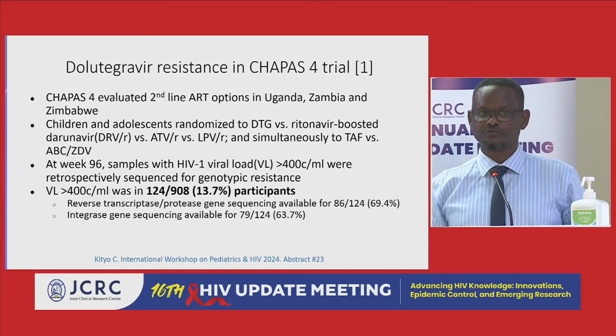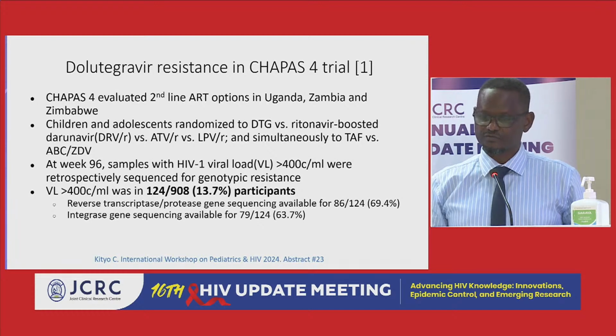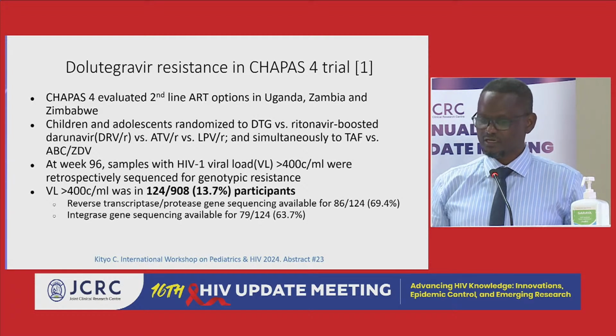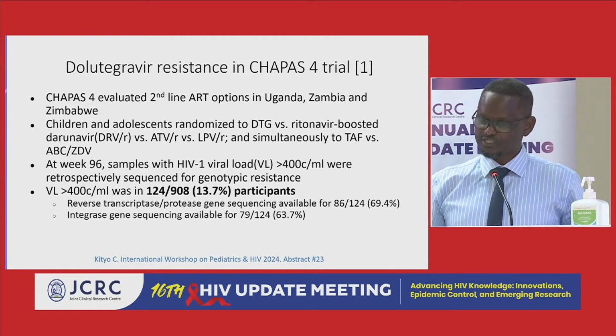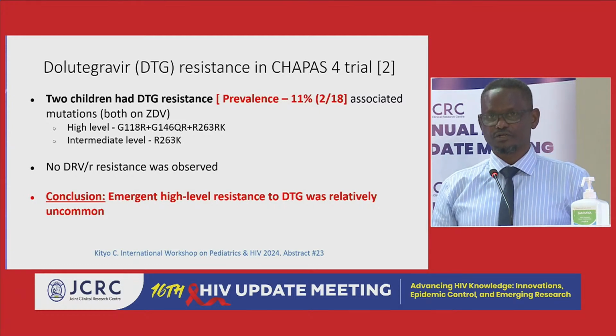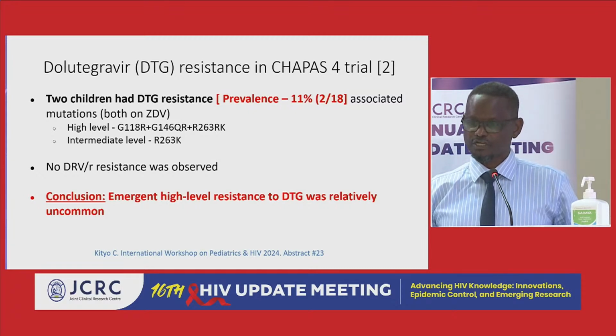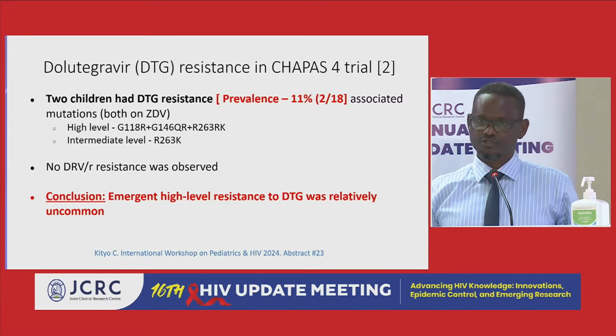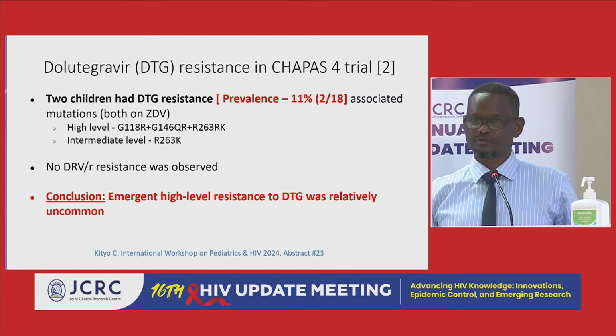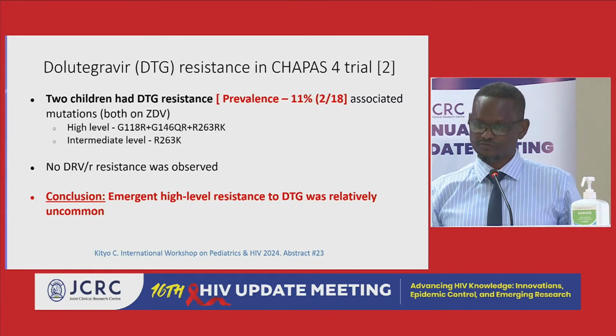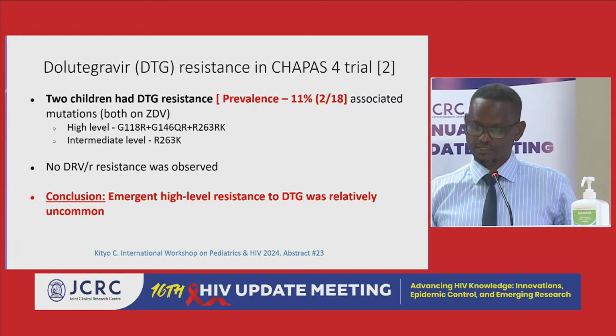Now, a viral load of over 400 copies per mil was observed in 124 of the over 900 children, which was about 13.7%. And the resistance testing was done for the majority of these children. The children who had failed while on dolutegravir, with a viral load over 400 copies per mil, were 18. So the prevalence in this case, if we were to calculate, is about 11%, still lower than what was observed in Malawi and in the virtual clinic.